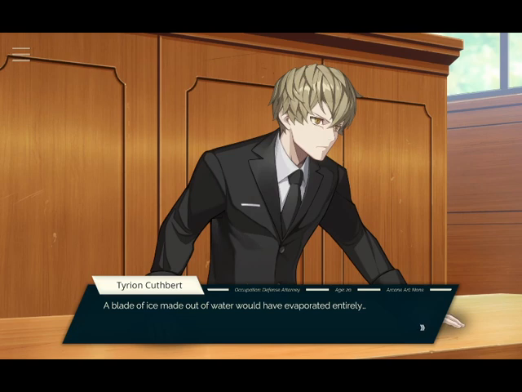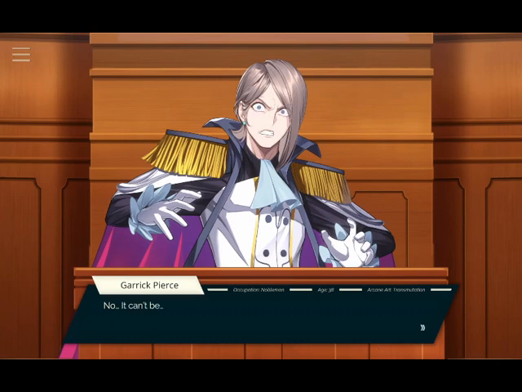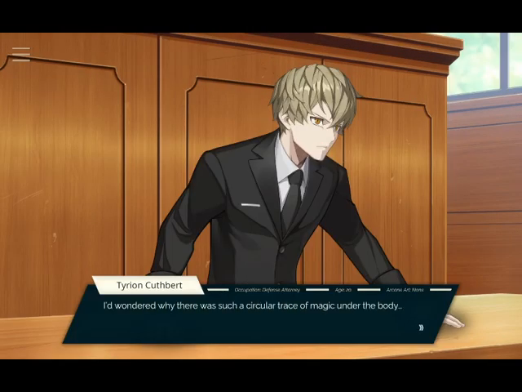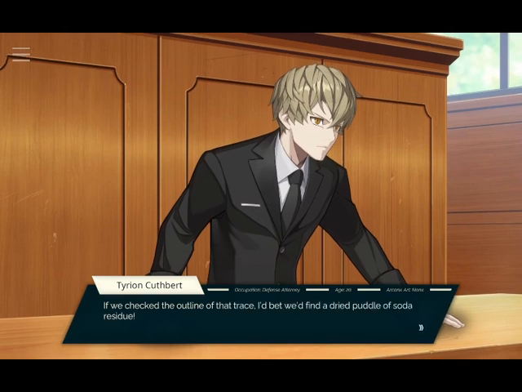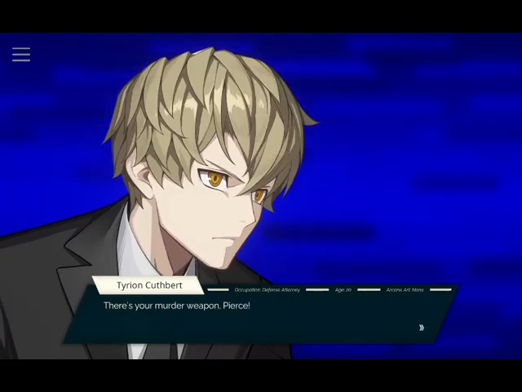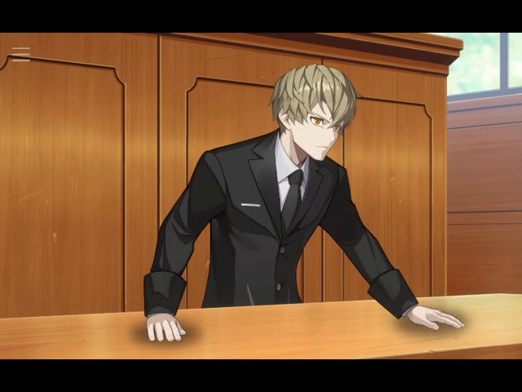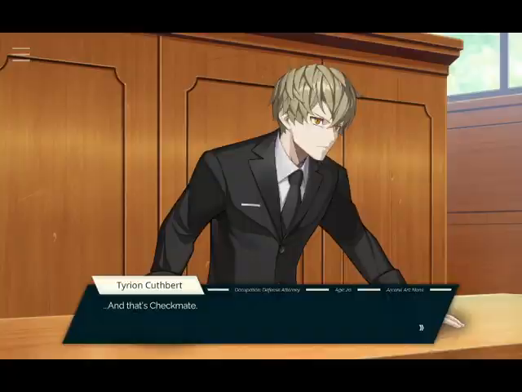A blade of ice made out of water would have evaporated entirely. But a plate of ice made out of soda would leave a puddle of dried residue. No, it can't be. I'd wondered why there was such a circular trace of magic on your body. If we checked the outline of that trace, I bet we'd find a dried puddle of soda residue. That would prove that you used magic on that soda. There's your murder weapon, Pierce. And that's checkmate.